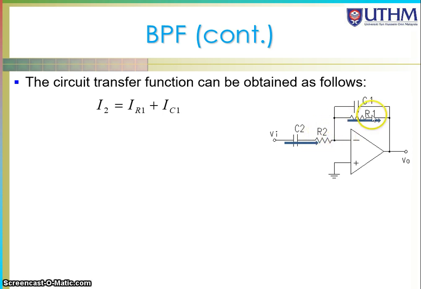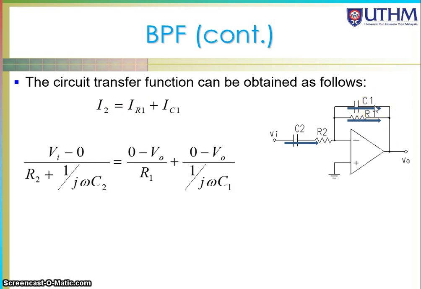And this particular current equals the current through R1, the resistor over here, flowing from here to R1 and also to the capacitor C1. So at this particular node, I2 equals IR1 plus IC1, and we apply Ohm's law. My I2 is flowing from this node to this node, so it will be Vi minus 0. This is 0 because V minus equals V plus, and V plus is connected to the ground. So for this I2, Vi minus 0, divided by the resistor R2 over here and the capacitor C2.